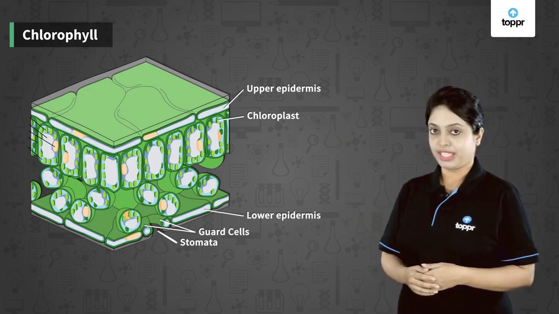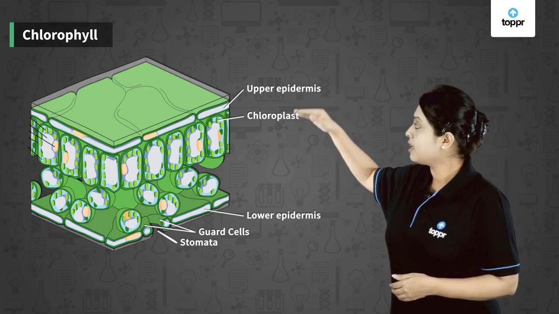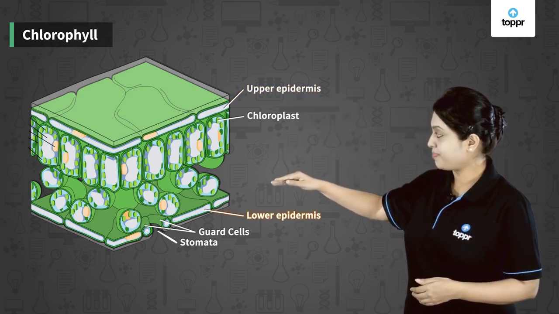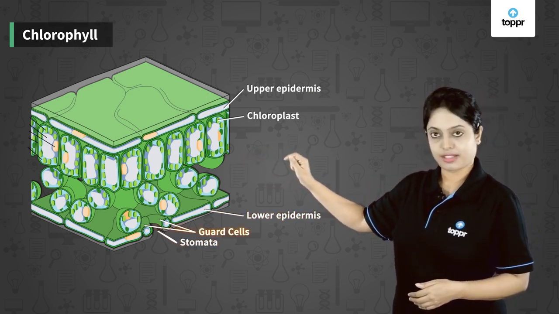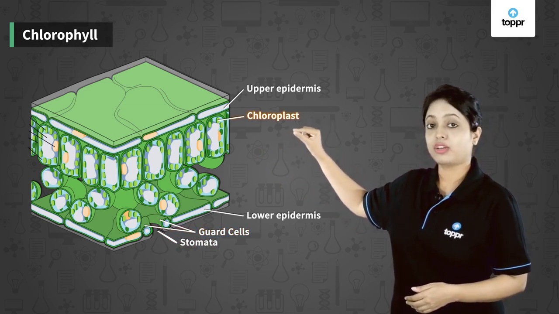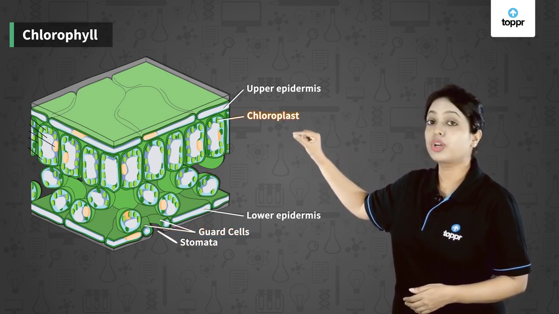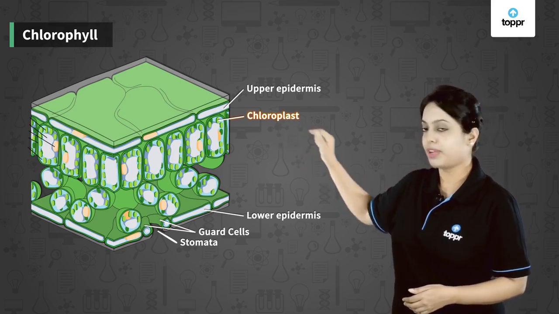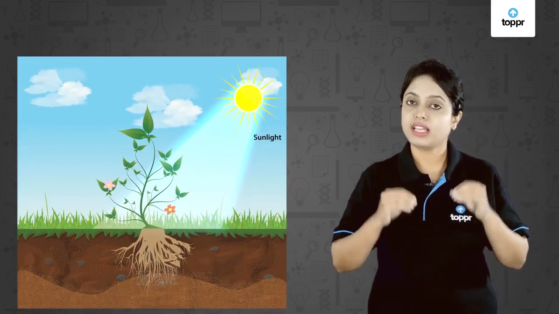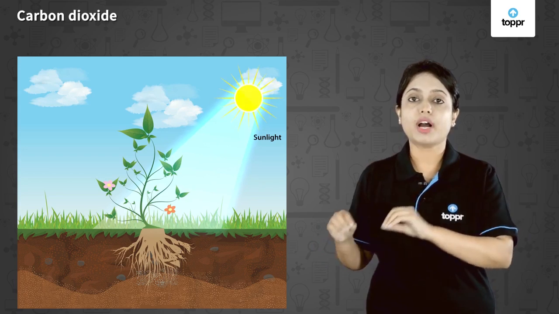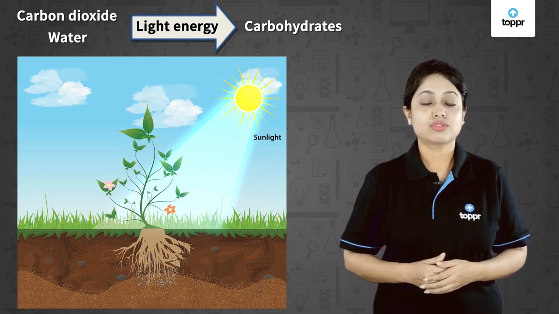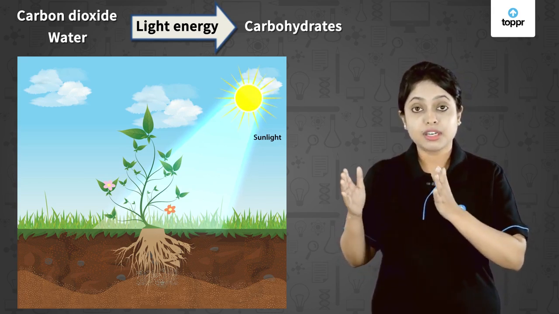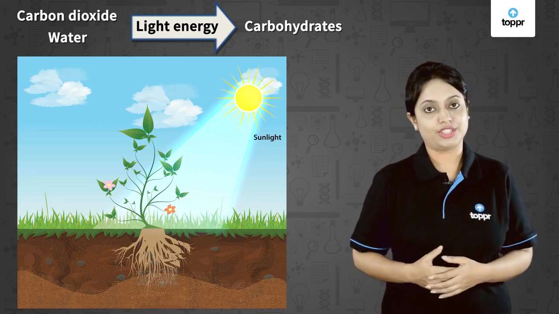This is the cross-section of the leaf. These are the outermost layers, upper epidermis and lower epidermis. These are the stomatal pores, which are surrounded by special cells called guard cells. These are the chloroplasts, the organelles present in the cells, which have chlorophyll molecules. These are the chlorophyll pigments. Now this chlorophyll traps or absorbs the sunlight and converts the CO2 and water into chemical compounds like carbohydrates. So did you notice that they convert light energy into chemical energy?